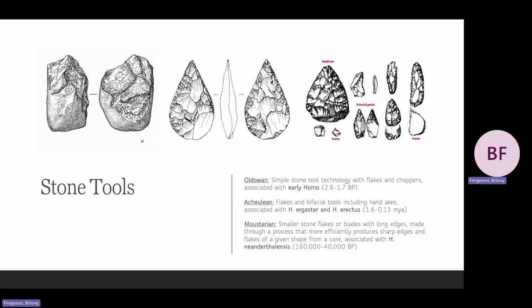And some of these points are better for actually like chopping down a tree or digging in the dirt. Some of them are better for actually butchering meat. Others are more precise for tanning hides, for actually cutting that hide off without destroying it. And then some of them are used to make other tools out of wood and bone.